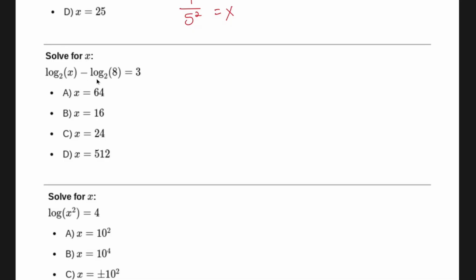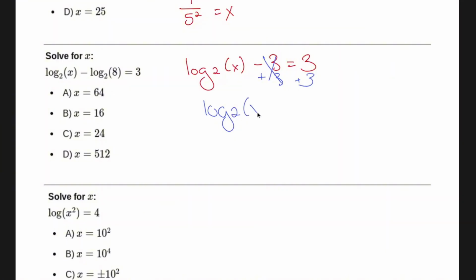Log base 2 of x minus log base 2 of 8 equals 3. Now in the future you will learn a shortcut to handle something like this, but I don't know the shortcut yet. So all I can do is say log base 2 of x, I don't know, log base 2 of x. Oh, 2 to the what power is 8? 2 to the third power is 8, so minus 3 equals 3. Okay. Add 3. Log base 2 of x equals 6. Now I'm in business. Now I can write this out the other way.